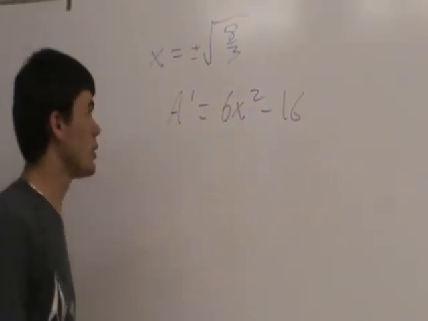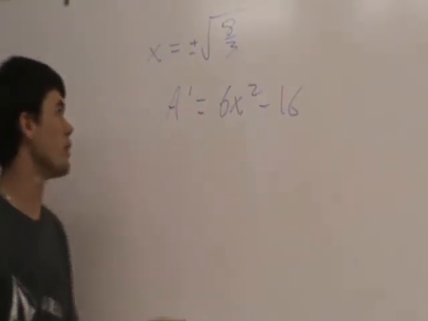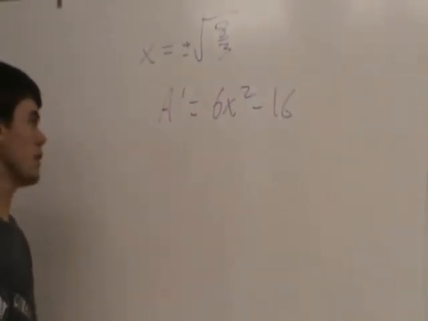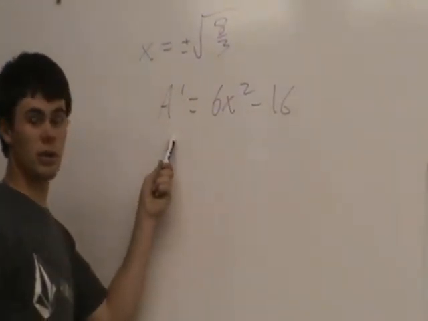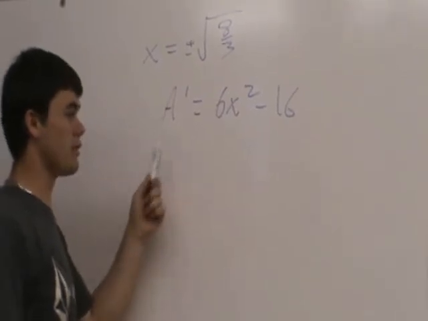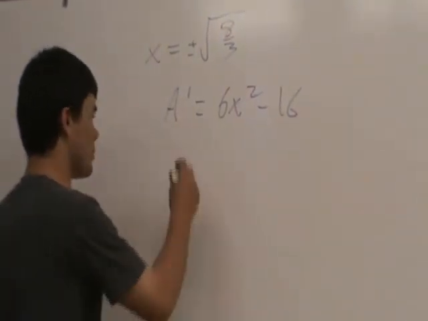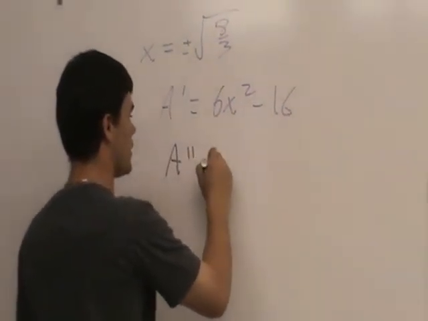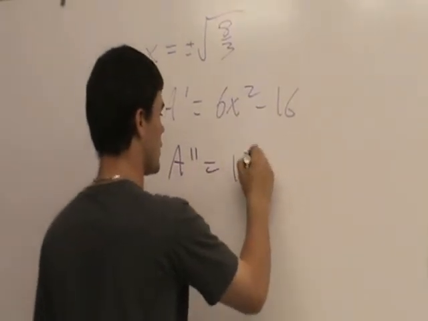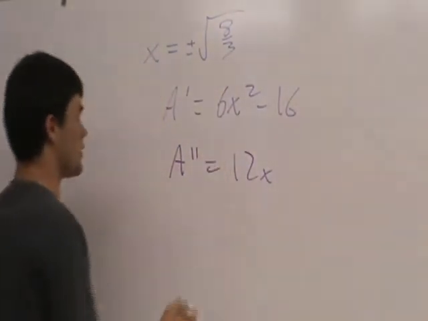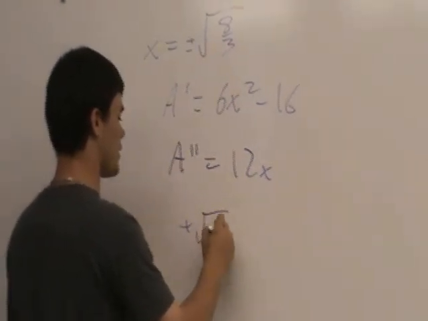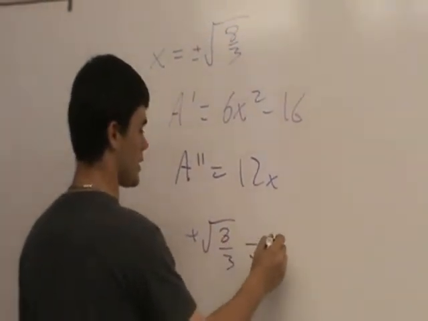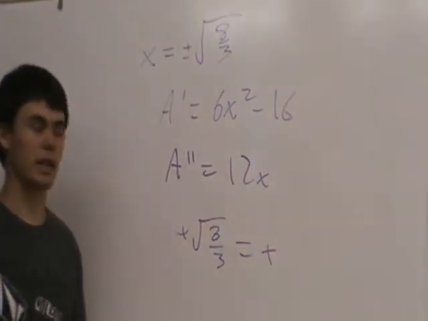Now that we have our critical points, which are plus or minus the square root of 8/3, we plug those into the second derivative. We're doing the second derivative test. The second derivative of the area, A double prime, is 12x. When you plug in the positive square root of 8/3, you get a positive answer, and vice versa for the negative.